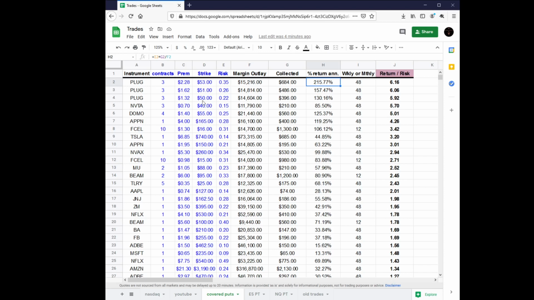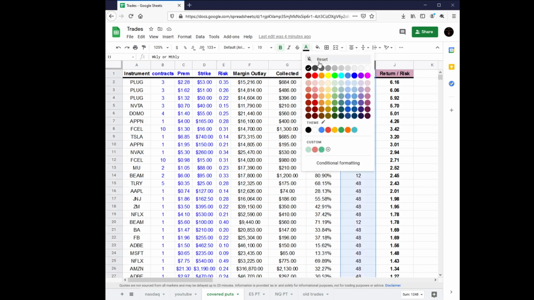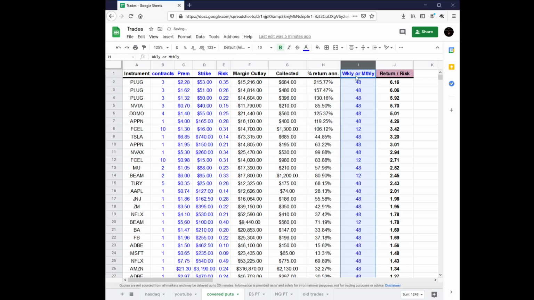All of the blue text, the blue numbers, are inputs. Everything that's calculated is black in color. Well, technically the number of weeks should be blue as well because I'm not calculating it. For a weekly option, I have 48 attempts to trade that. For monthly, I have only 12.